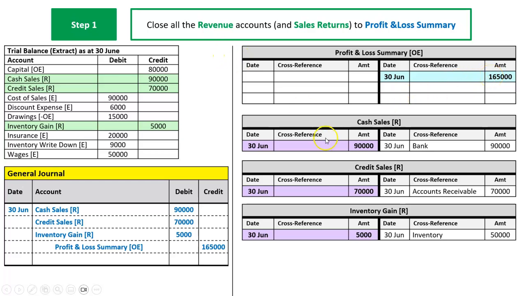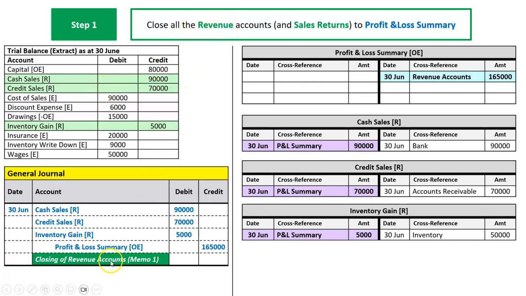And now I'm just going to do my referencing. So for the debits, the reference here will be in this ledger here. So I'll write profit and loss summary. And here, as we explained in the previous video, we just write revenue accounts. I don't need to write all their names, cash sales, credit sales, inventory gain. I couldn't possibly fit that in the space. And most importantly, I don't need to put them all on separate lines for separate amounts. One giant credit that just says revenue accounts 165. And now in this trial balance, the whole purpose of doing this is to close these revenue accounts.